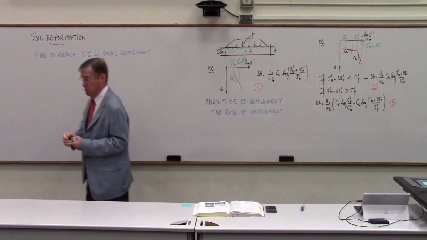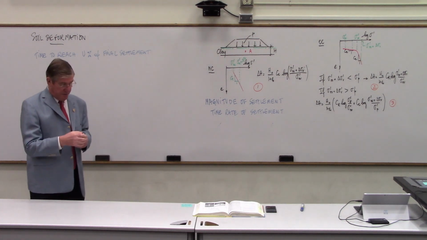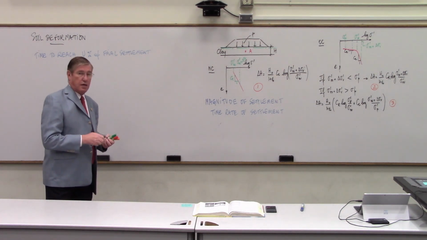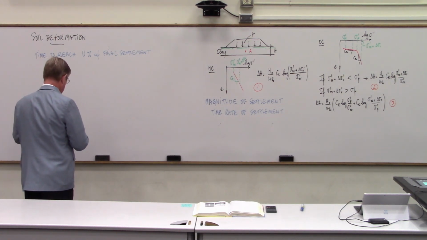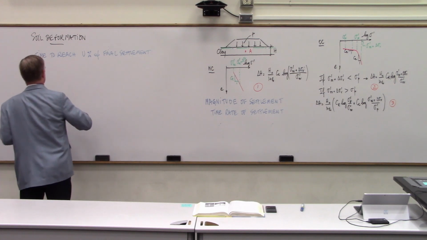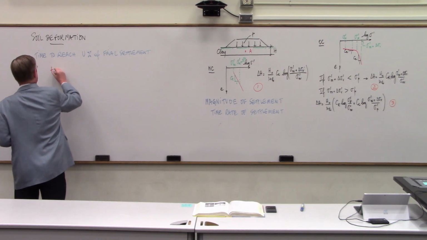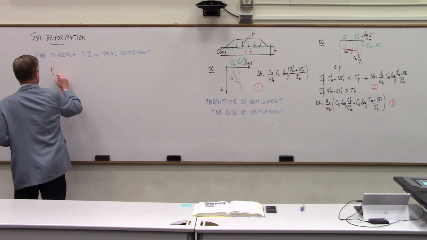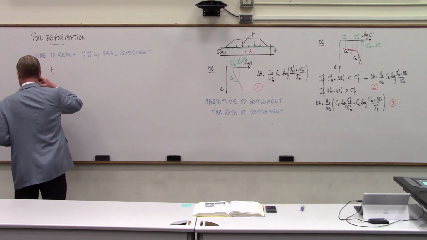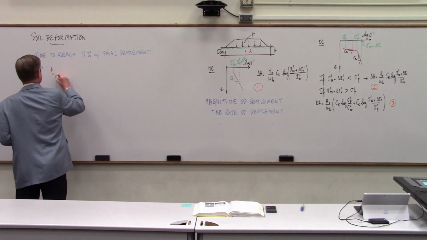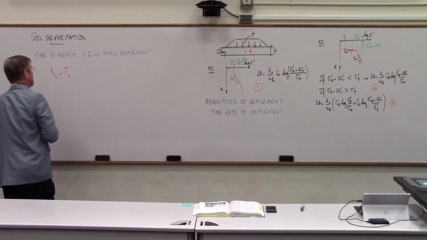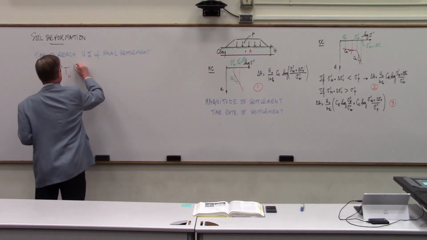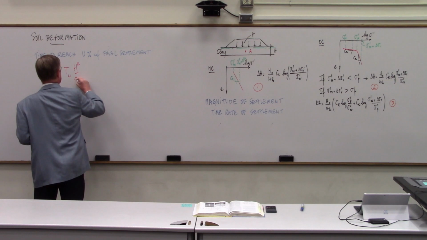we won't have time to derive the equation that leads to the solution, but the solution is presented this way. The time required for a certain percentage of settlement to take place is equal to the time factor associated with that percentage times h squared over c sub v.